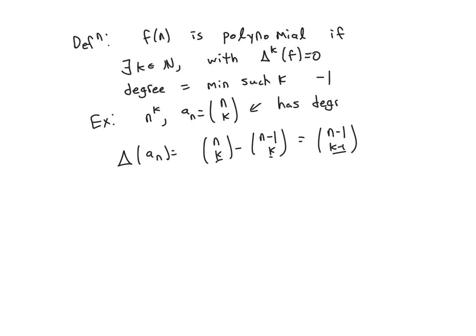You can prove this by induction on k, by assuming that this is degree k minus 1. And when we do this operation, we get something of degree k minus 1. And so by induction, I get the 0 sequence, where the base case is not that hard.